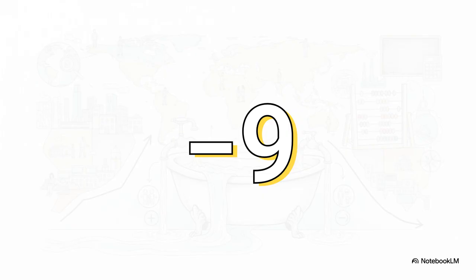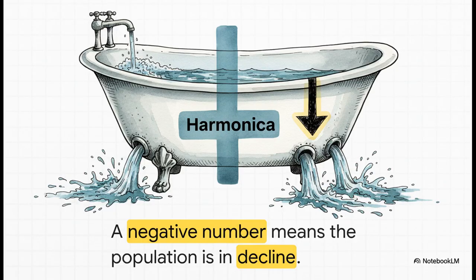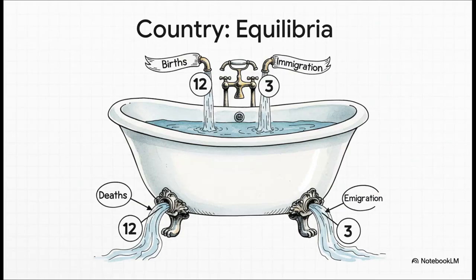Awesome job. Let's break it down real quick. The ins are 10 births plus 1 immigrant, that's 11. The outs are 8 deaths plus 12 emigrants, that's 20. So 11 minus 20? Yep, -9. And what does that negative number tell us? Well, this is the key part. It means the drains are letting out more water than the faucets are putting in. More people are leaving Harmonica than arriving. So its population is actually shrinking. You guys are getting good at this.